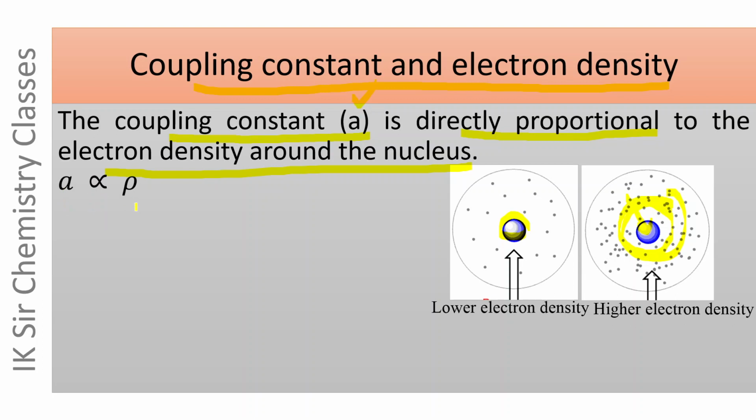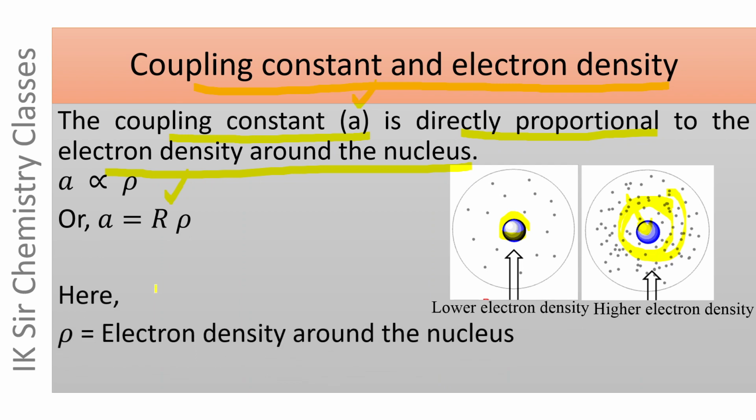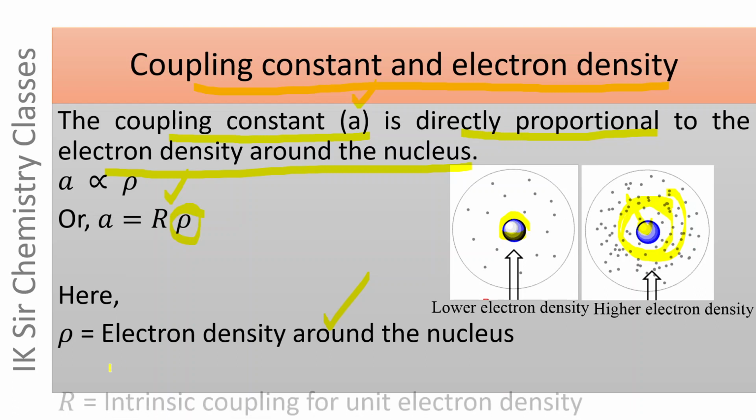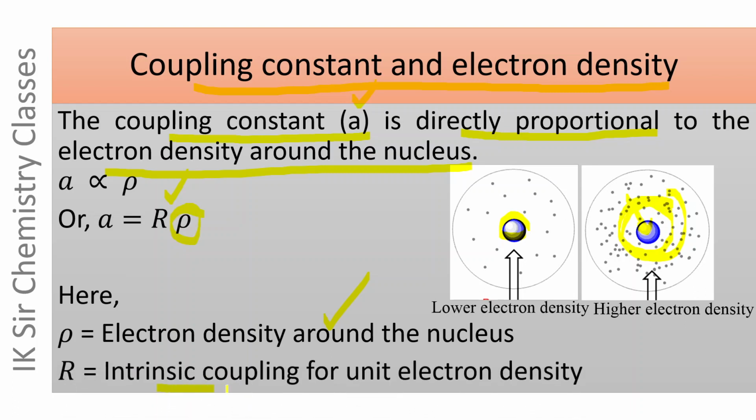A is directly proportional to electron density, that is rho, and it can be written as A is equal to R into rho. Here R is proportionality constant. Here rho is electron density around the nucleus. R is intrinsic coupling constant. It is proportionality constant. It is known as intrinsic coupling for unit electron density.